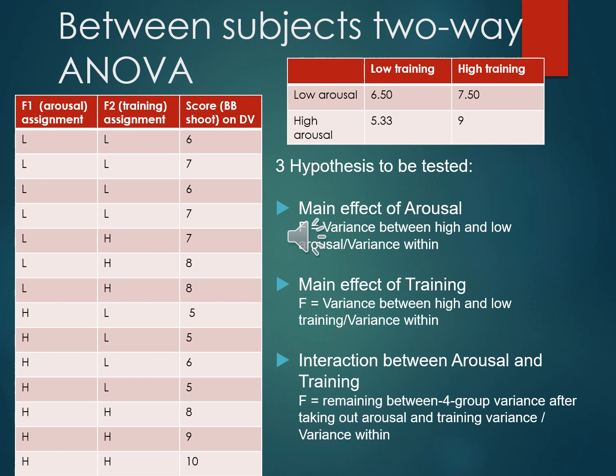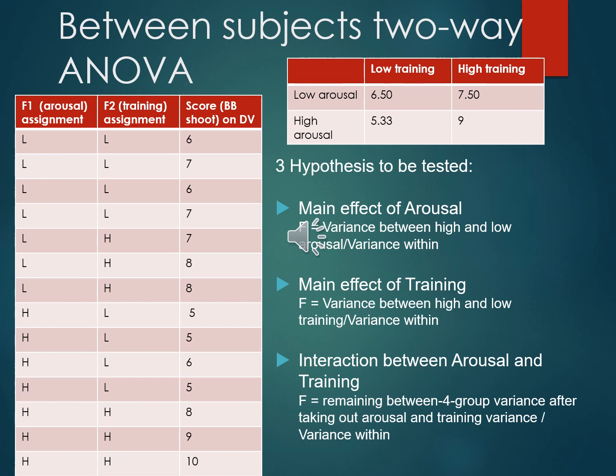We'll talk about between subjects two-way analysis of variance. First I want you to look at the very first table, which has 14 people. Look at these 14 people's data. The score on the dependent variable is the basketball shooting: how many out of 10 made it to the basket is in the last column.